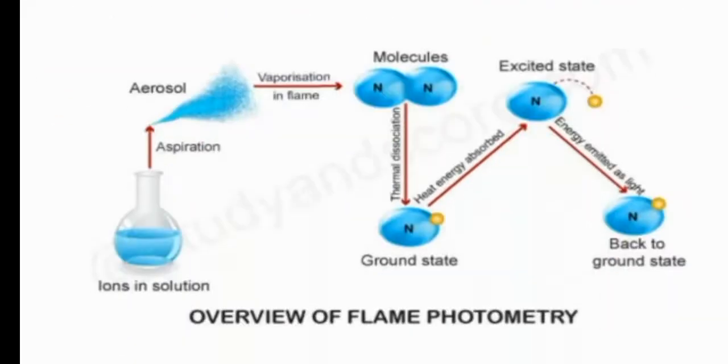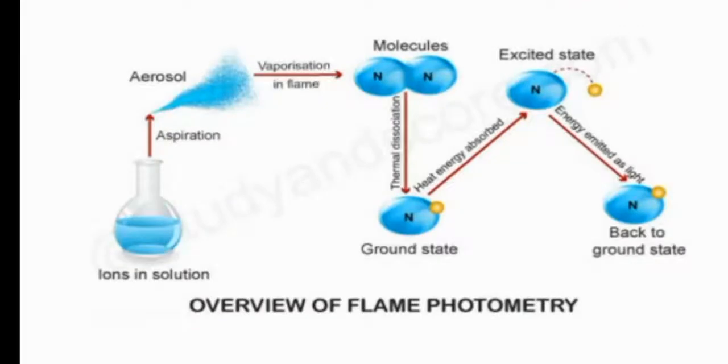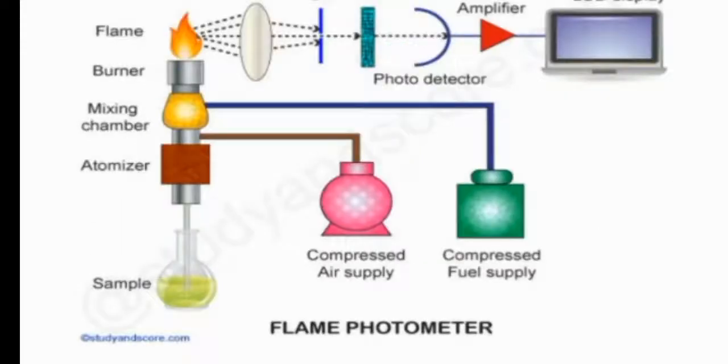This one is the overview of flame photometry, including ions in solution. Here it goes aspiration, aerosols, then vaporization in the flame, including molecules, thermal dissociation to the ground state atom, then heat energy is absorbed and goes to the excited state, where heat energy is emitted as light and back to the ground state. This is also the diagram of the flame photometer, including flame, burner, mixing chamber, atomizer, sample, lens, slit, filter, photodetector, amplifier, compressed air supply, compressed fuel supply, and LCD display.